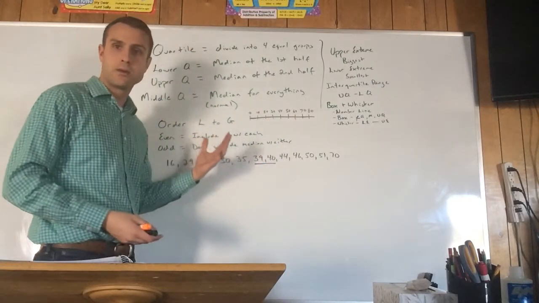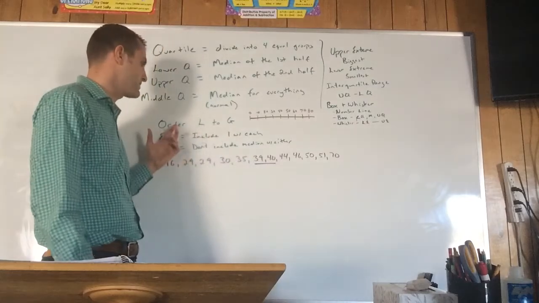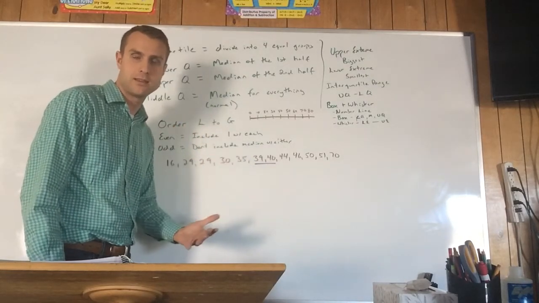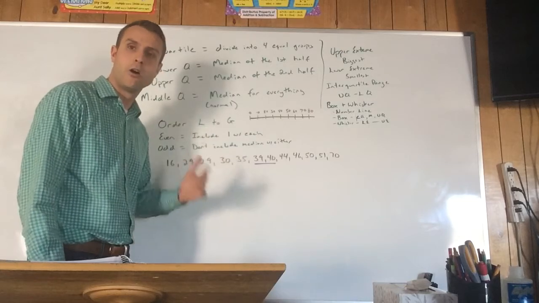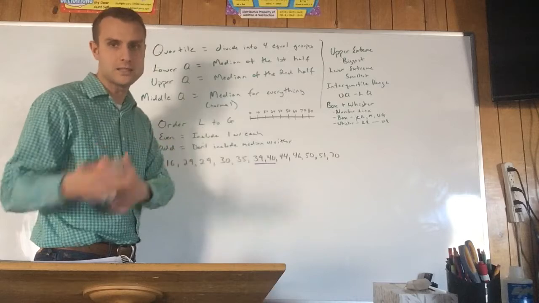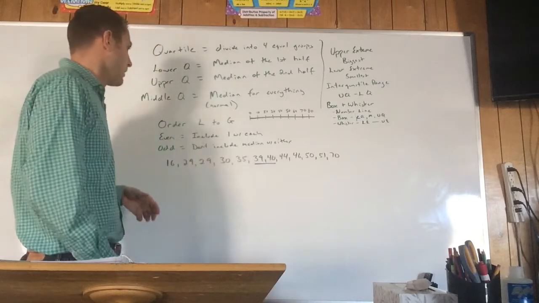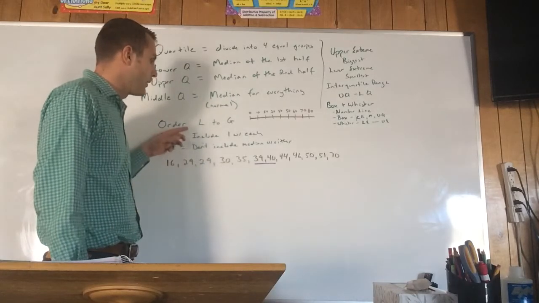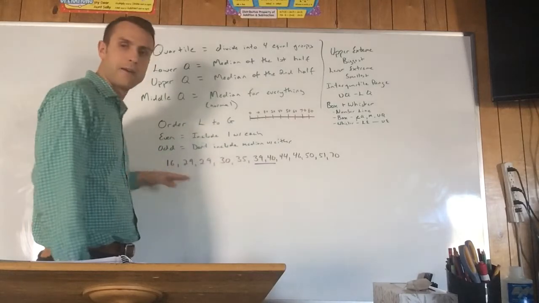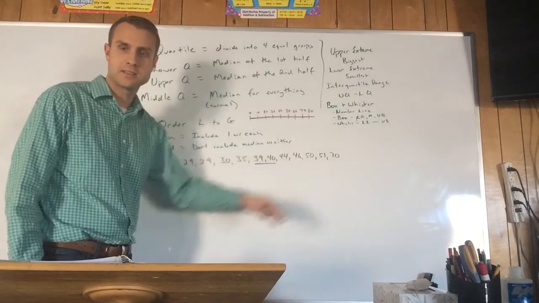Now, just like we did with measures of central tendency, your first step is going to be to order them from least to greatest. It's very important for almost everything in this beginning of the chapter. Always start off by taking all your numbers and putting them in order from least to greatest. Once you have that done, let's look at these numbers down here. I've already put these numbers from least to greatest.